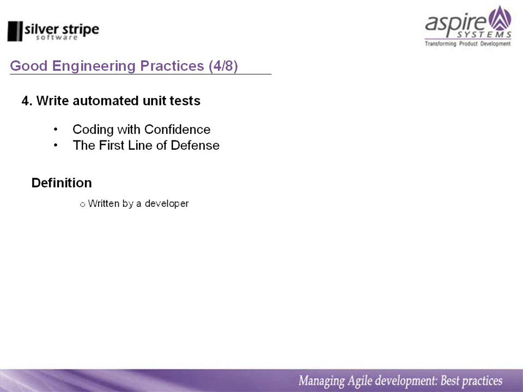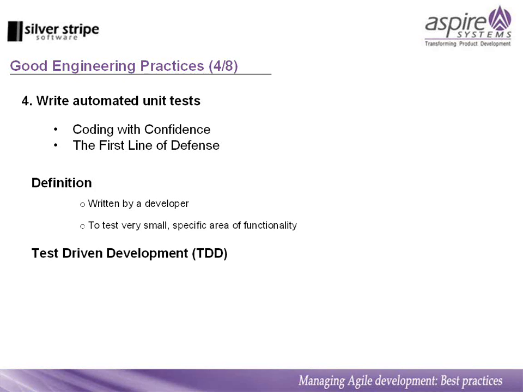By definition, a unit test is written by a developer to test a very small, specific area of functionality. So it is written by the developer, and it tests only a small and very specific area of the functionality. That being said, I would like to touch base on test-driven development, which is the best fit when you are following Agile-based methodologies. TDD fits very well into XP, Scrum, or whatever project management approach you are going to follow.